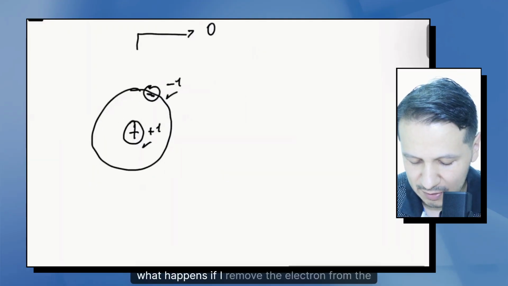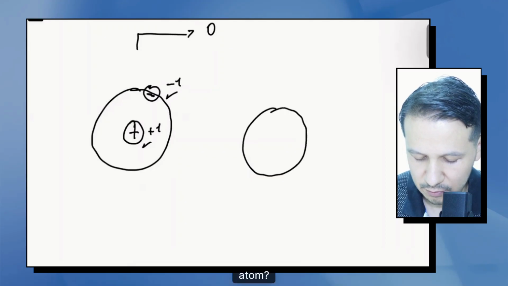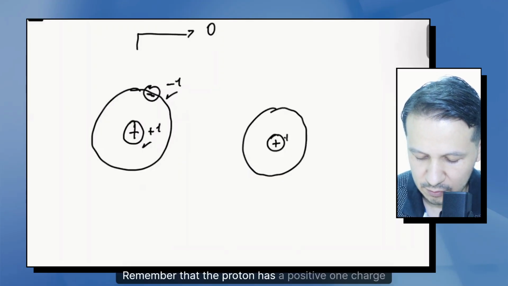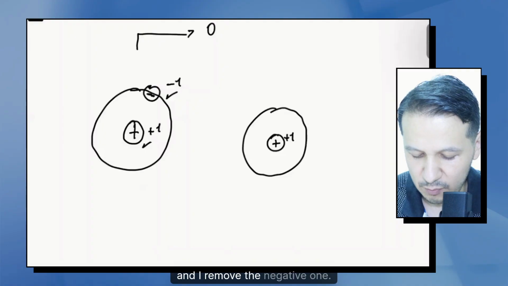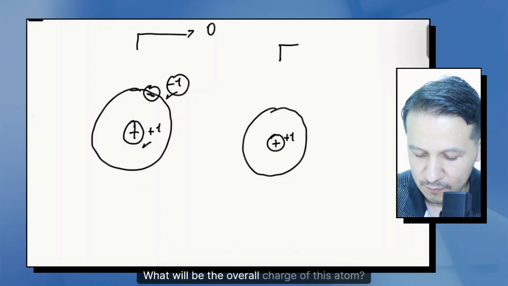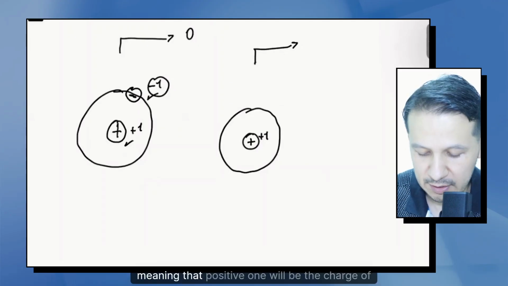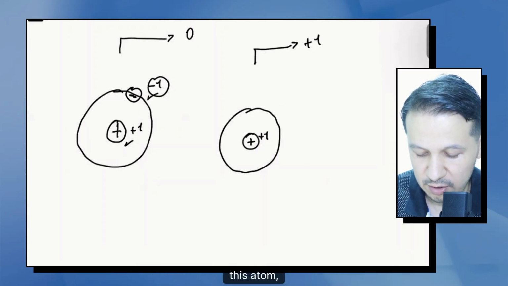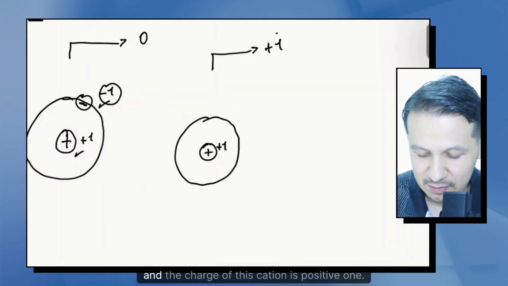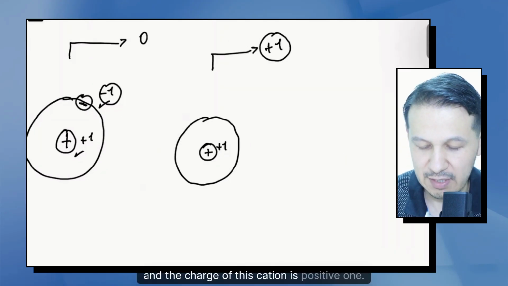Now, what happens if I remove the electron from the atom? Remember that the proton has a positive 1 charge, and I remove the negative 1. What will be the overall charge of this atom? The only thing that you have is positive 1, meaning that positive 1 will be the charge of this atom, right? So this is a cation, and the charge of this cation is positive 1.